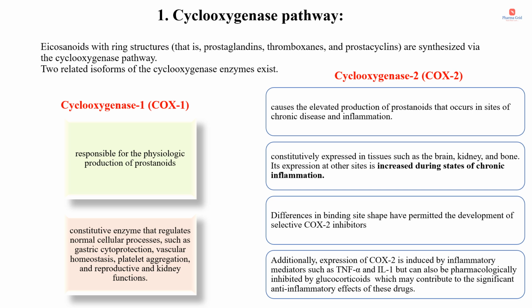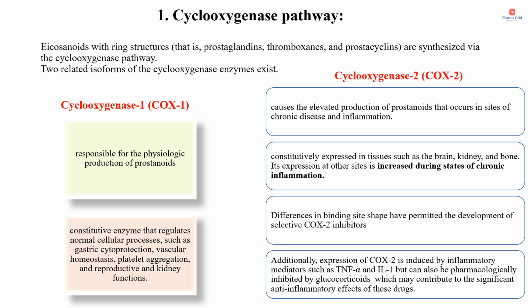And next is COX-2, or cyclooxygenase 2. It is an enzyme that speeds up the production of certain chemical messengers called prostaglandins that play a key role in promoting inflammation. This causes the elevated production of prostanoids that occurs at sites of chronic disease and inflammation. It is constitutively expressed in tissues such as the brain, kidney and bone. Its expression at other sites is increased during states of chronic inflammation, and cyclooxygenase 2 is an inducible form.